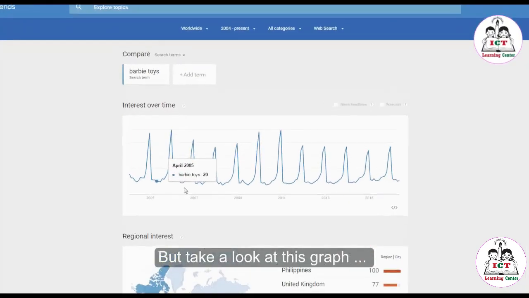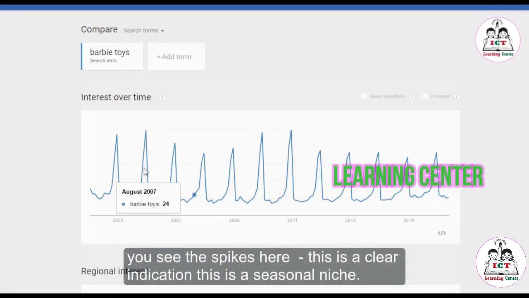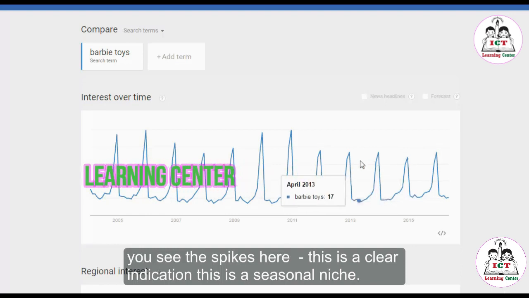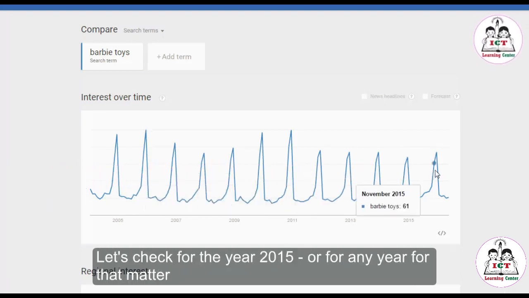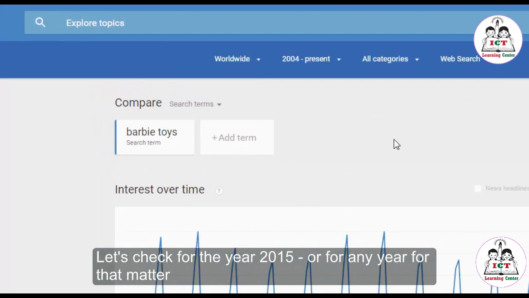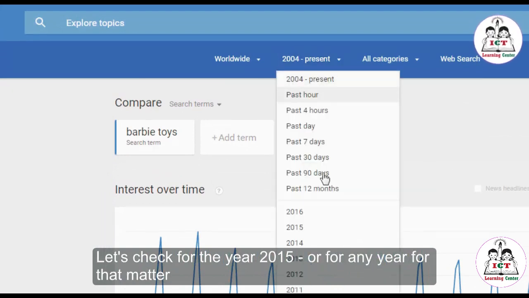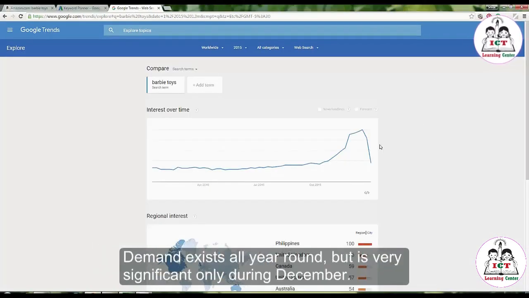Now take a look at this graph. You see these spikes here? This is a clear indication that this is a seasonal niche. Let's check for the year 2015 or for any year for that matter. Demand exists all year round but is very significant only during December.